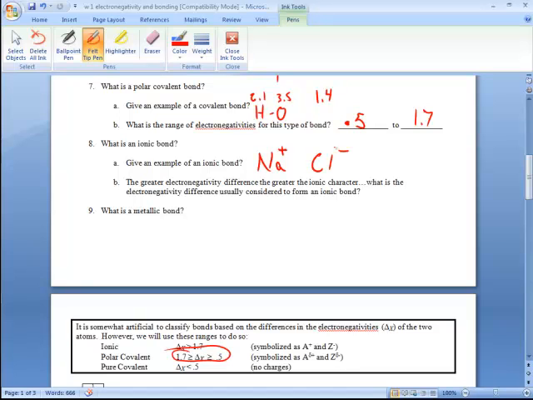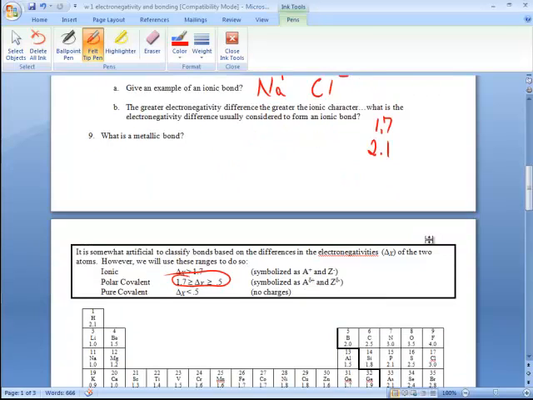The greater electronegativity difference of an ionic bond. What is the electronegativity difference usually considered to form this? Well, a difference of 1.7 between the two atoms. Or if you look at other textbooks, you may find that they draw that line somewhere around 2.1. You're going to find various values depending on which textbook you happen to look at.